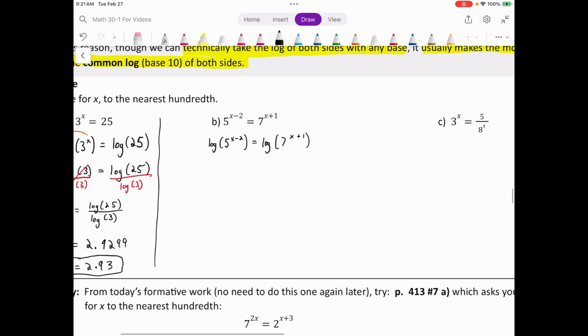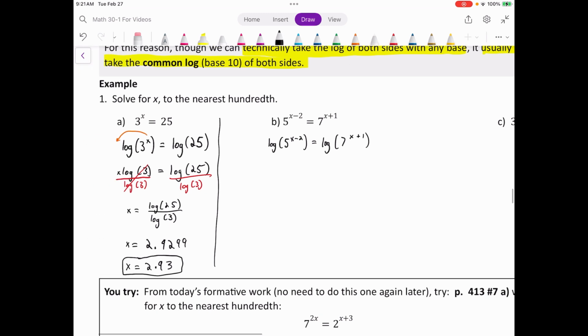All right, and now one of those things that often comes in handy is the exponent law of logarithms, or the power law of logarithms, right? If I have x as an exponent in the argument of a log, I can bring it down and make that a multiplier. So be careful here. My exponent is not just x, it's x minus 2. So I can bring x minus 2 down and have that be multiplied here.